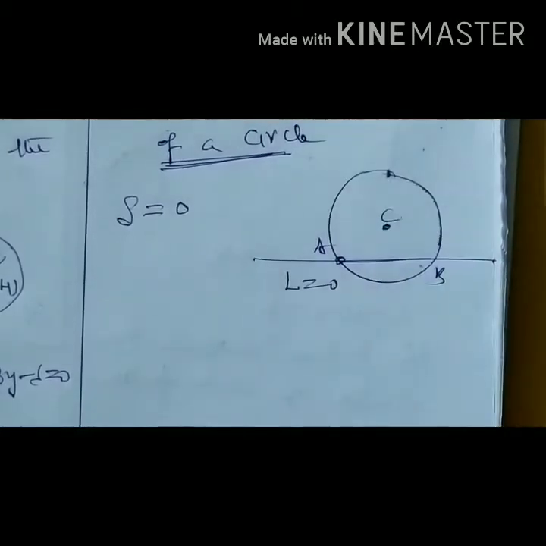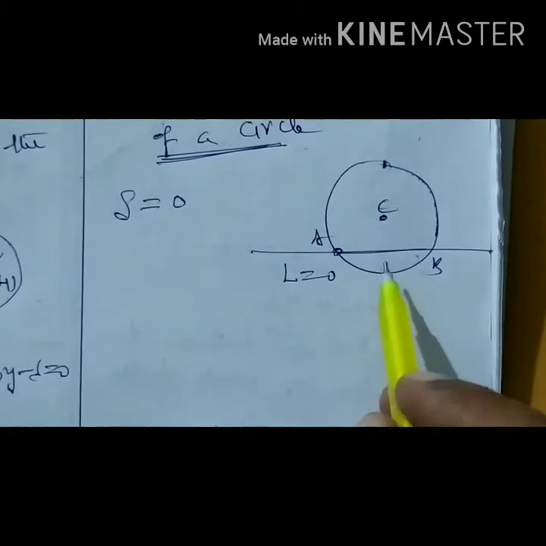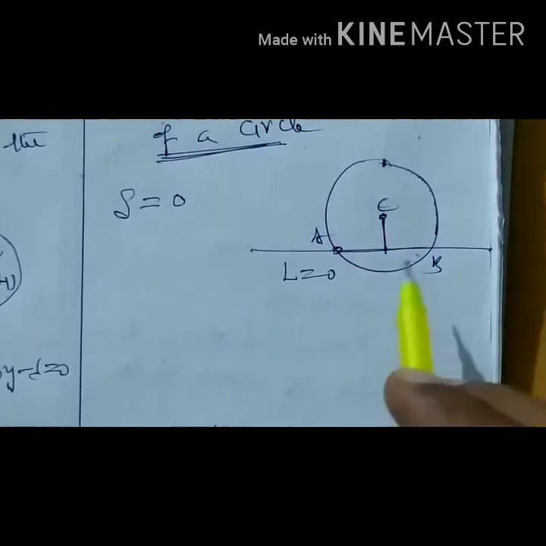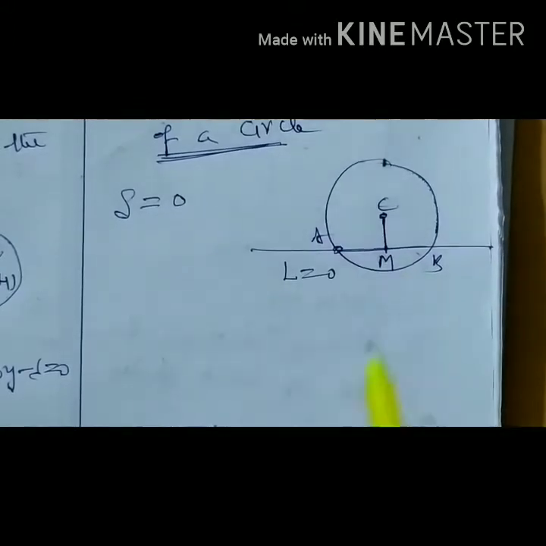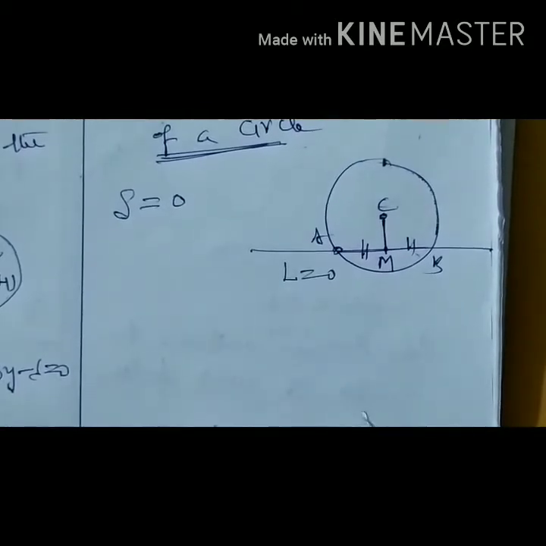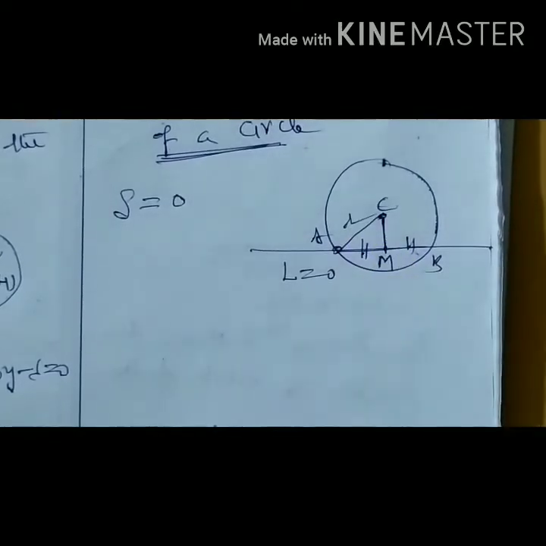Suppose C is the center of the circle, and from the center if you draw a perpendicular, it intersects the chord at M. M is the midpoint, because the perpendicular from the center bisects any chord of the circle. That is the basic result. And suppose R is the radius of the circle.